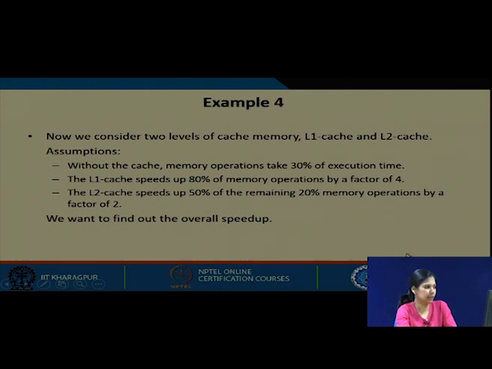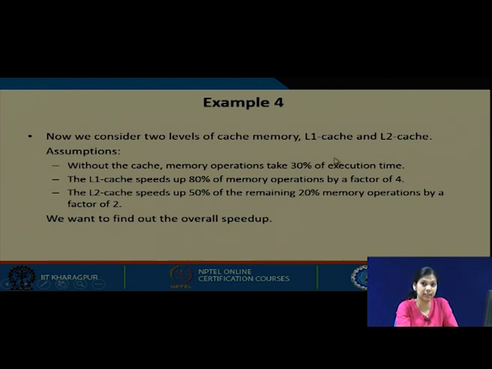Let us take another example where we consider two levels of cache memory, where the first level is called L1 cache and the next level is called L2 cache. What is the assumption? Without the cache, the memory operations take 30% of the execution time. When L1 cache is used, it speeds up 80% of the memory operation by a factor of 4.